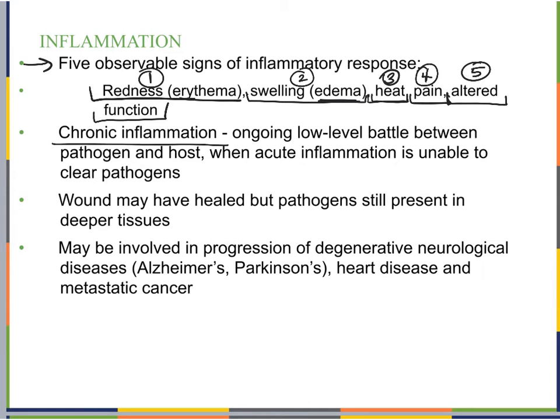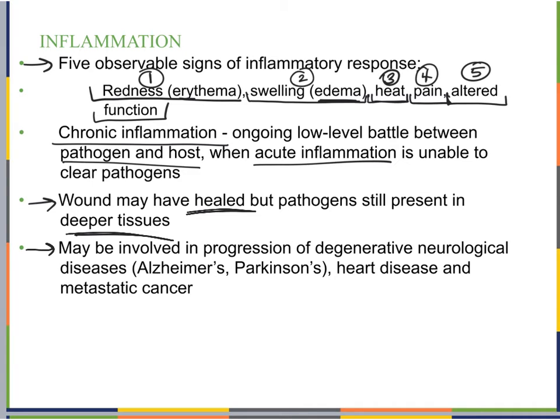So when we talk about chronic inflammation, this, again, is our ongoing low-level battle between the pathogen and the host. And this is when our acute inflammation can't clear the pathogen. So in this case, our wound may have healed. So if we're not talking about HIV, for example, or hepatitis or Lyme disease, let's say we got some particular bacteria in our wound. We already went through our acute inflammation, but then it has healed and the pathogen is still present in deeper tissue. So that pathogen got even deeper into the body, and then we have chronic inflammation because we weren't quite able to clear it, so we continue on having more chronic or longer inflammation.